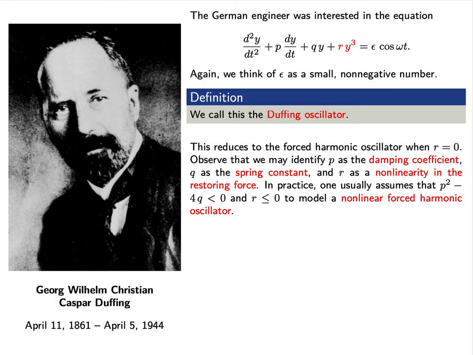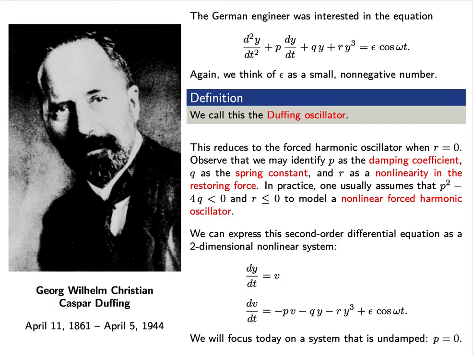Observe that, just like before, we can identify p as the damping coefficient, q as the spring constant, and now r we'll think of as the non-linearity in the restoring force. In practice, we'll usually assume that p squared minus 4q is negative, and r is less than or equal to 0, to model now a non-linear forced harmonic oscillator.